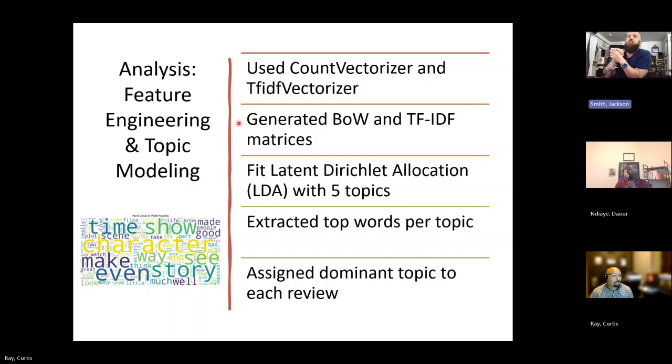For the generated BOW, bag of words, and the TF-IDF matrices, these are just to highlight the importance of the words themselves and the frequency of occurrence across the reviews. This is really used to pull out a lot of the sentiment, understand what is being discussed in these reviews, and what the drivers are for the ultimate sentiment. Using these results, we trained a latent Dirichlet allocation model, LDA, with 5 topics to uncover the themes across the reviews.